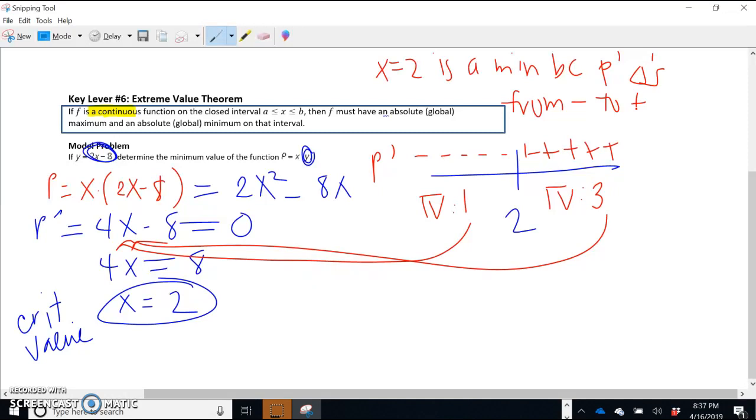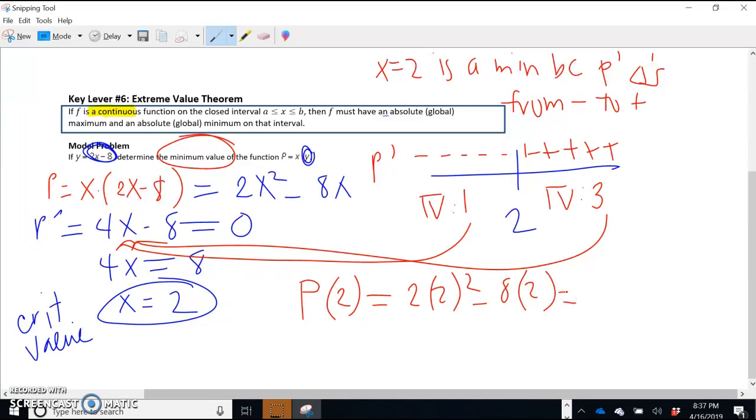This problem actually asks me to find the minimum value. So to figure that out, I'll plug 2 into my original function. That's 2 times 2 squared minus 8 times 2, or 8 minus 16, or negative 8. What that means is that the lowest value on this function is happening at a y-coordinate of negative 8.